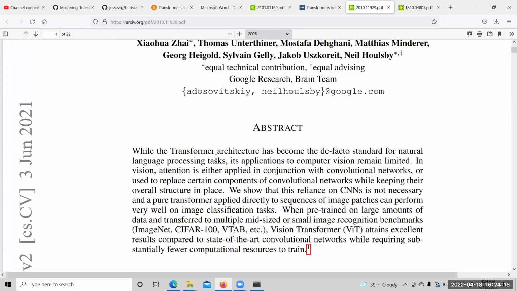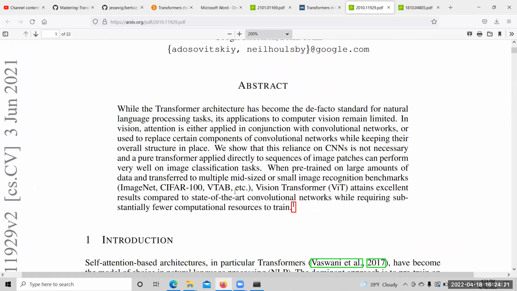It says, while the transformer architecture has become the de facto standard for natural language processing tasks, its applications to computer vision remain limited. And think about it, this is as of 2021. So if you want to publish a paper, certainly using transformers would help you, especially if you're doing vision. In vision, attention is either applied in conjunction with convolutional networks or used to replace certain components of convolutional networks while keeping their overall structure in place. Google here shows that this reliance on CNNs is not necessary, and a pure transformer applied directly to sequences of image patches can perform very well in image classification tasks.